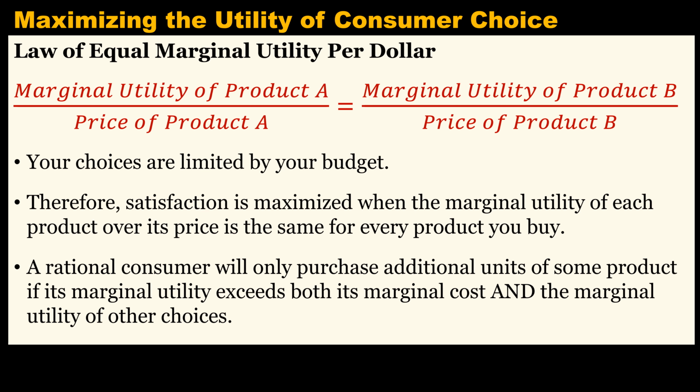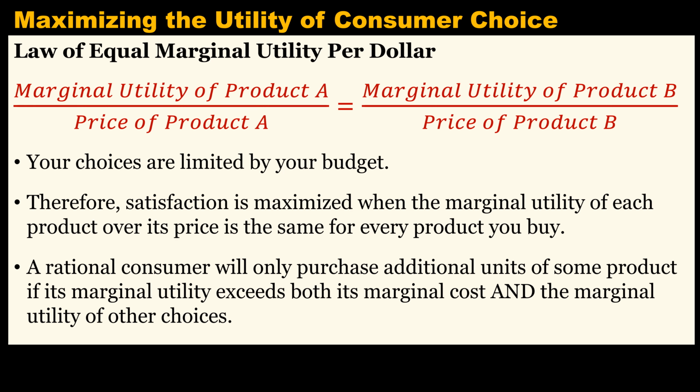To maximize your utility, you would first choose products or services that would yield the maximum satisfaction for your budget. You would only choose additional units of that product or service if the marginal utility per dollar for that additional unit exceeded or equaled the marginal utility per dollar of any other product or service that you could afford.